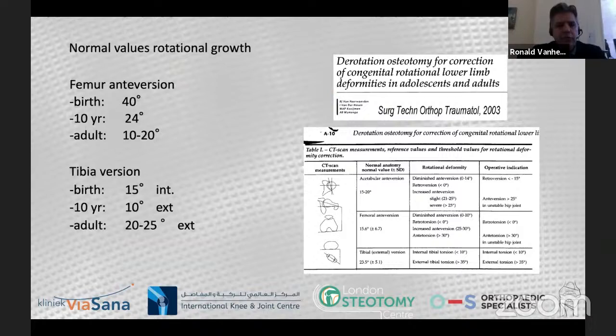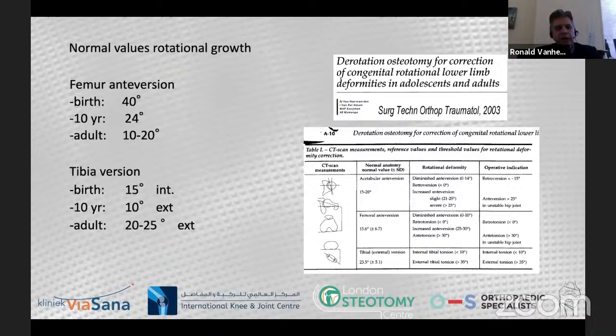Now, what are the normal values? And of course, you have to look at it also in growth. At birth, femoral anteversion may be, in most people, 40 degrees. 10-year-olds have like 24 degrees, and then right after that, in females at the 12th year, in males it may be extending to 15 years maximum, they reach the adult value of 10 to 20 degrees.